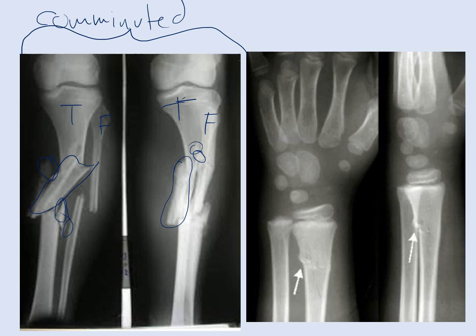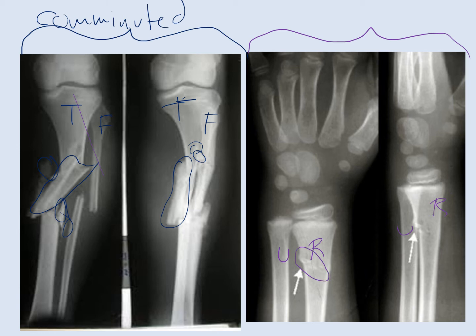A broken bone that's broken up into lots of tiny little pieces. How about on the other side of the screen? We have these two radiographs of the same fracture. We're looking at the radius right here. Here's our radius, here's our ulna. Again, radius here and ulna. And look at where the arrow is pointing, this little break line right here.